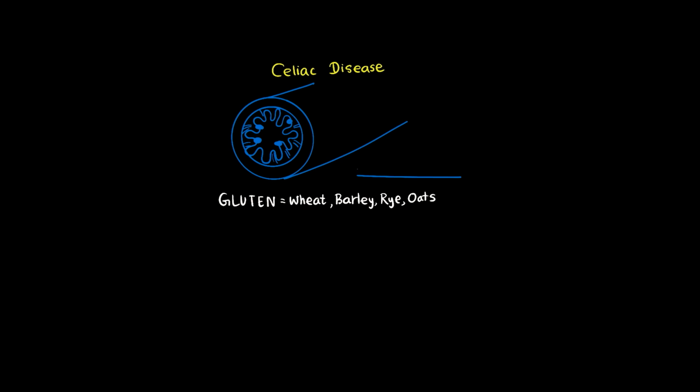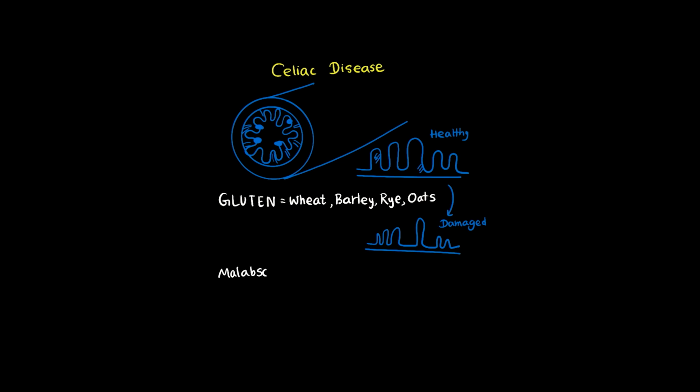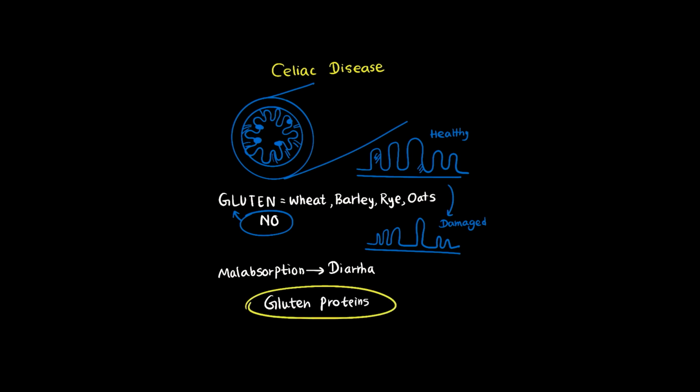When someone with celiac disease consumes gluten, their immune system responds by damaging the intestinal villi, tiny finger-like projections that absorb nutrients. This damage leads to malabsorption, causing the characteristic greasy, bulky diarrhea and nutritional deficiencies. The only effective treatment is complete lifelong elimination of gluten from the diet. The correct answer is gluten proteins because these specific proteins trigger the autoimmune response that damages the intestinal lining, and avoiding them completely is the only way to prevent ongoing intestinal damage.